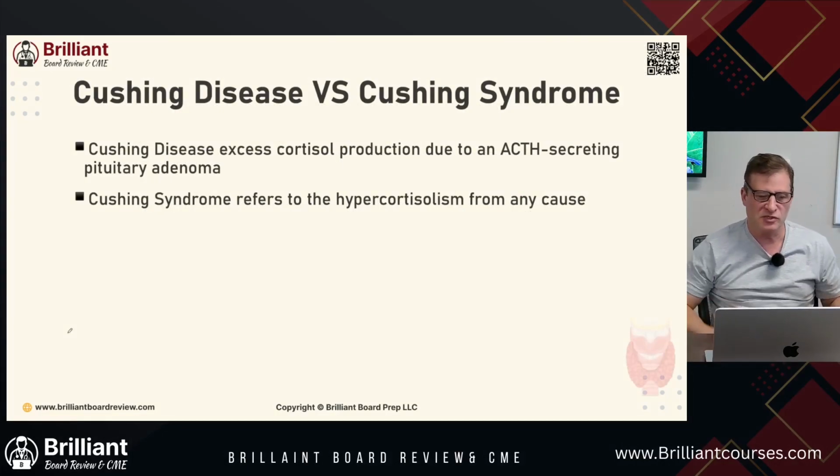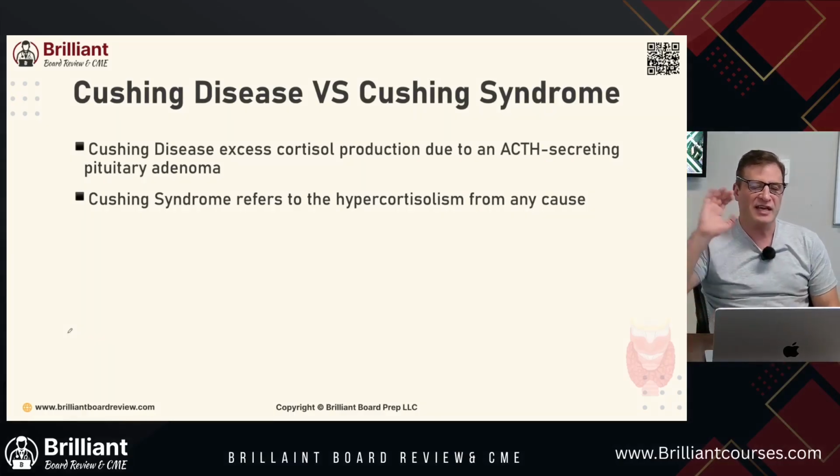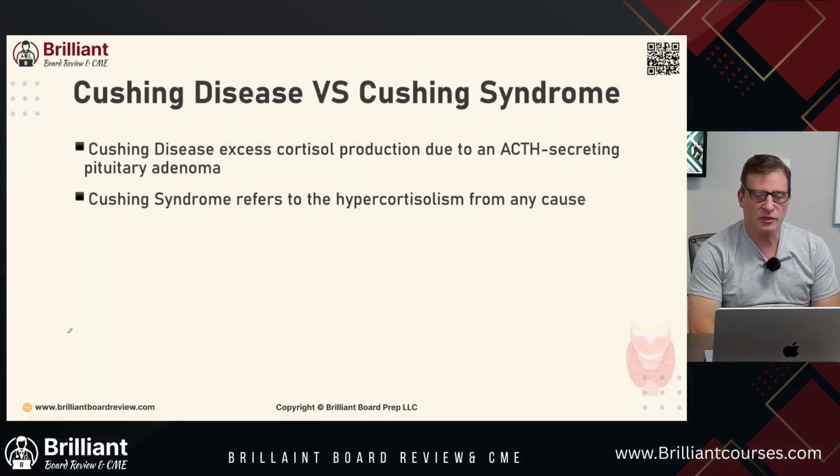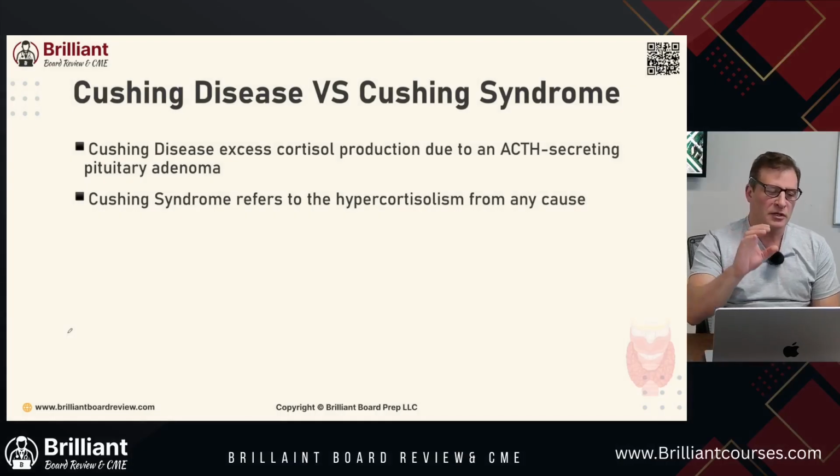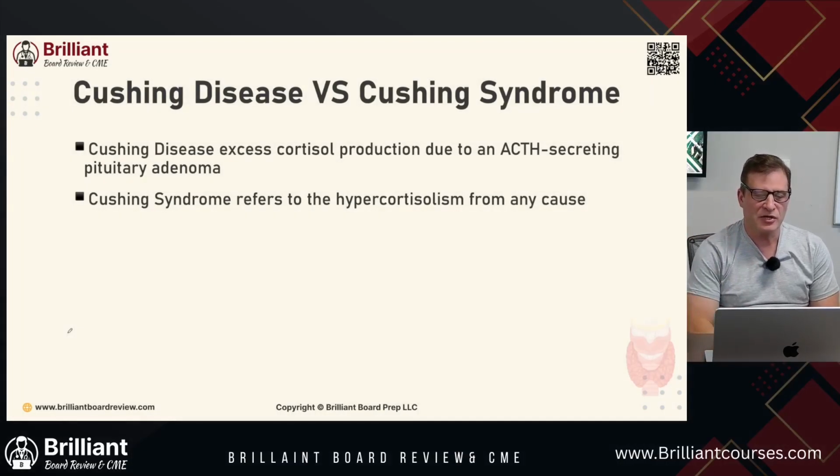Now, this is really important. A lot of learners miss this. What's the difference between Cushing disease versus Cushing syndrome? Cushing disease is excess cortisol production due to an ACTH-secreting pituitary adenoma. Let's say this again. Cushing disease, excessive cortisol production due to ACTH-secreting pituitary adenoma. Cushing syndrome refers to hypercortisolism from any other cause.